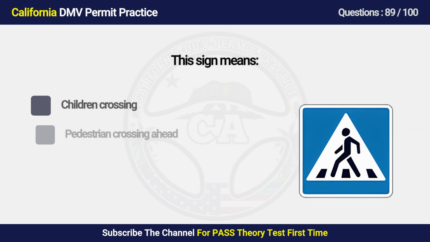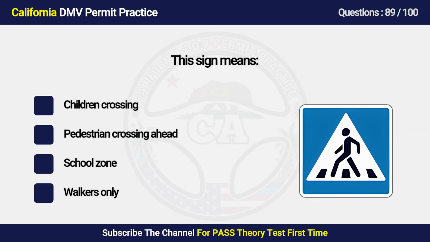Question 89. This sign means: A. Children crossing, B. Pedestrian crossing ahead, C. School zone, D. Walkers only.